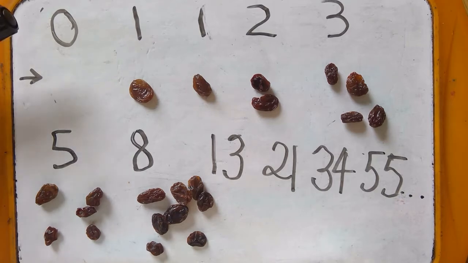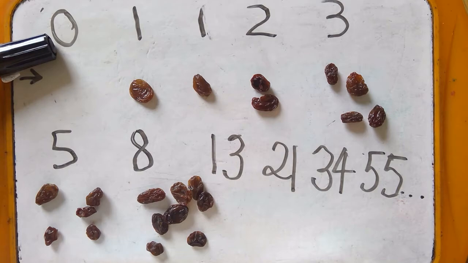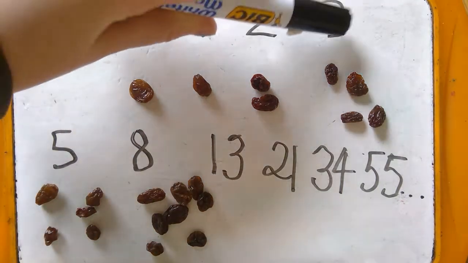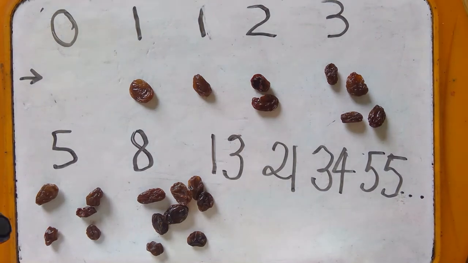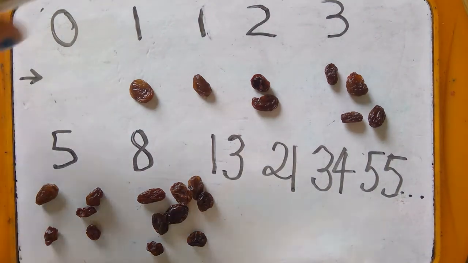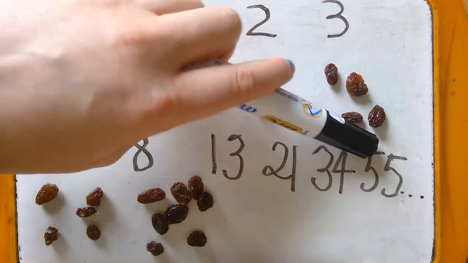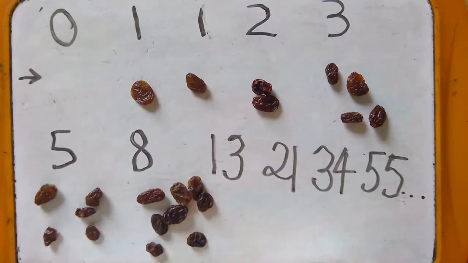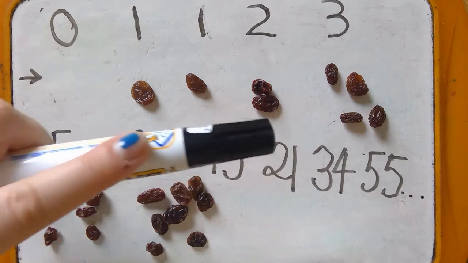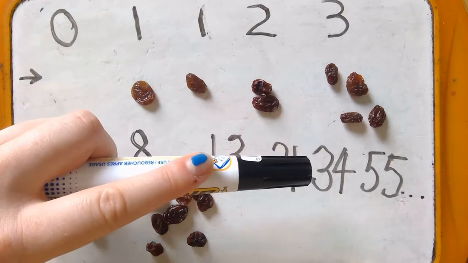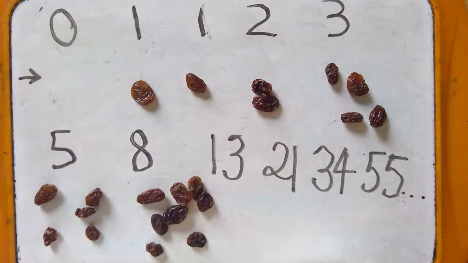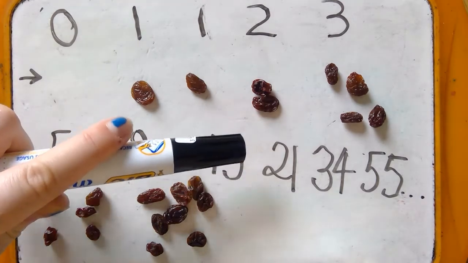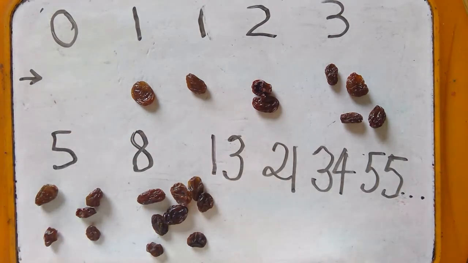But can you see how very quickly we started with little numbers 0, 1, 1, 2, 3, and look how quickly we've come up to a really big number, 55. 0, 1, 1, 2, 3, 5, 8, 13, 21, 34, 55, just by adding together the last two numbers to make the next one.